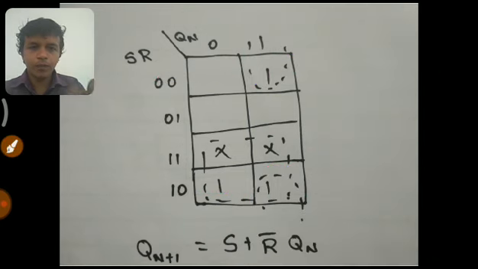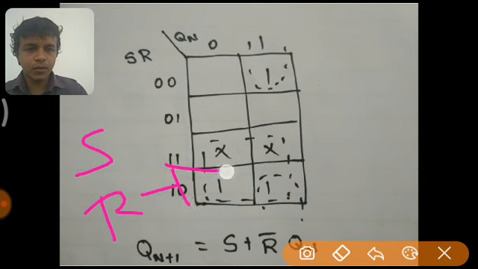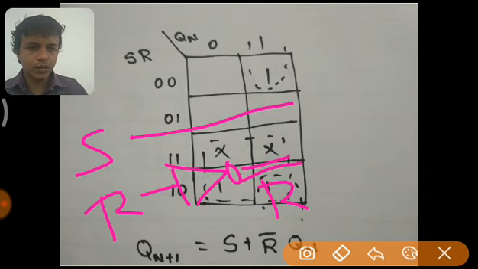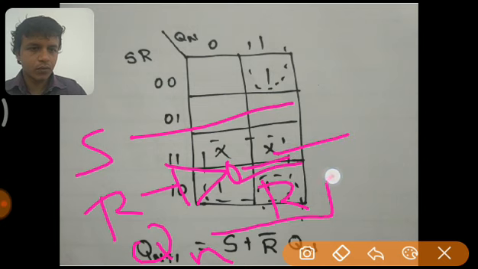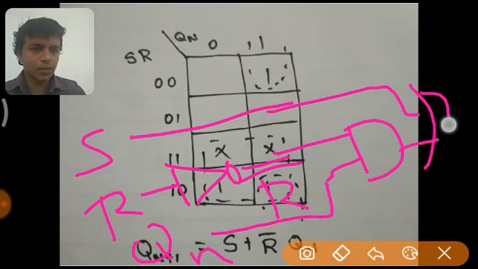So can I draw a circuit like this? Yes, R, and when I introduce a NOT gate, this becomes R bar. Here Q n is another input. The output of this AND gate is R bar Q n, and then an OR gate, and here it becomes S plus R bar Q n.